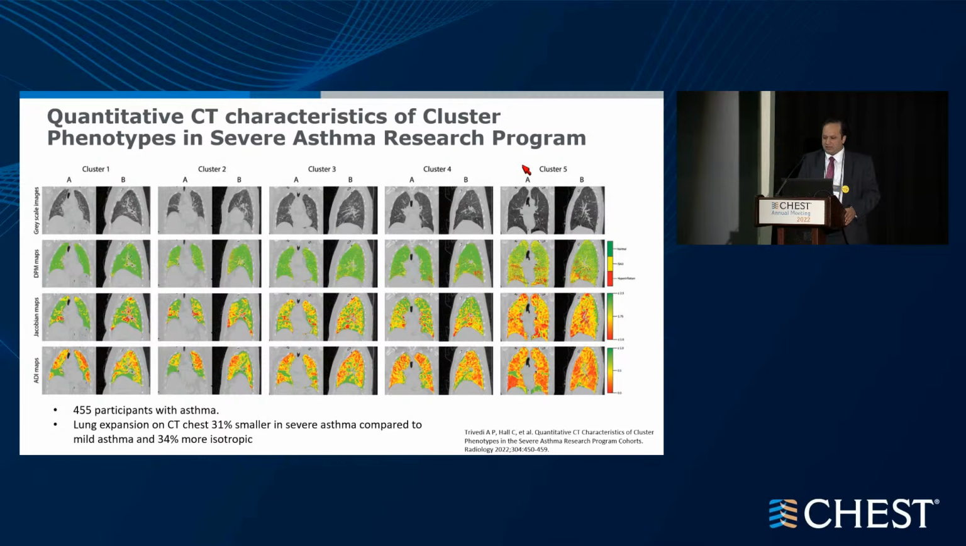So here we have the different clusters. Cluster 1 is minimal disease. Cluster 2 is mild disease. Cluster 3 is obese patients with asthma. Cluster 4 is severe asthma, very severe irreversible asthma. As you can see, as patients get higher and higher asthma severity, the CT can pick up more and more small airway involvement in these patients.